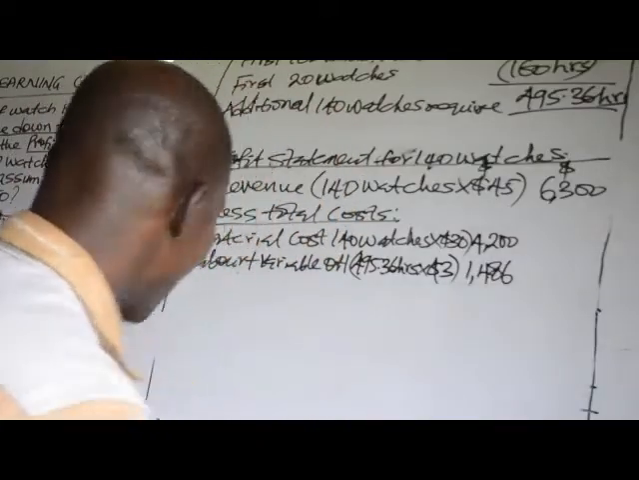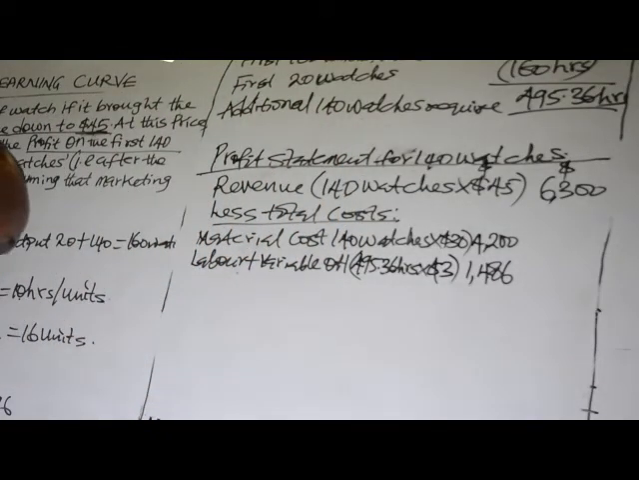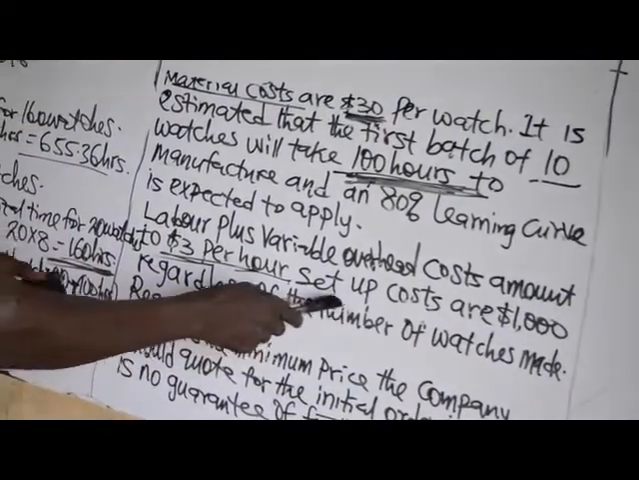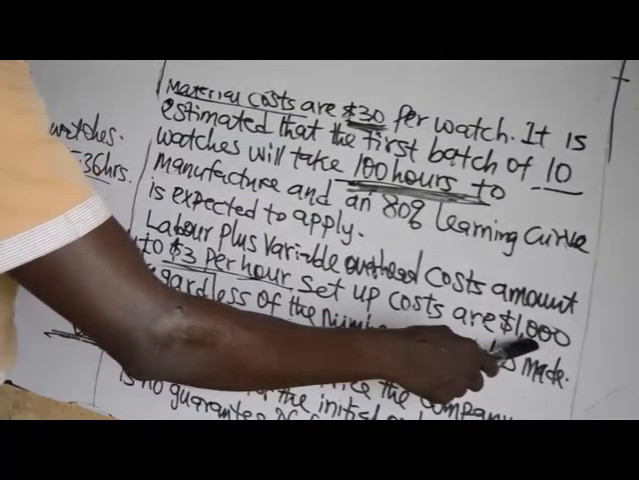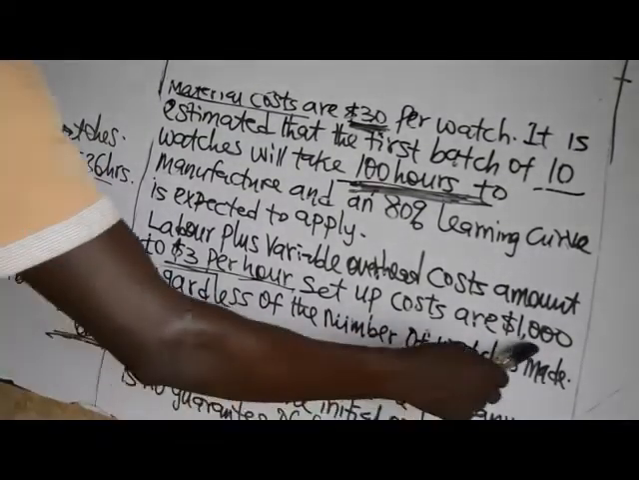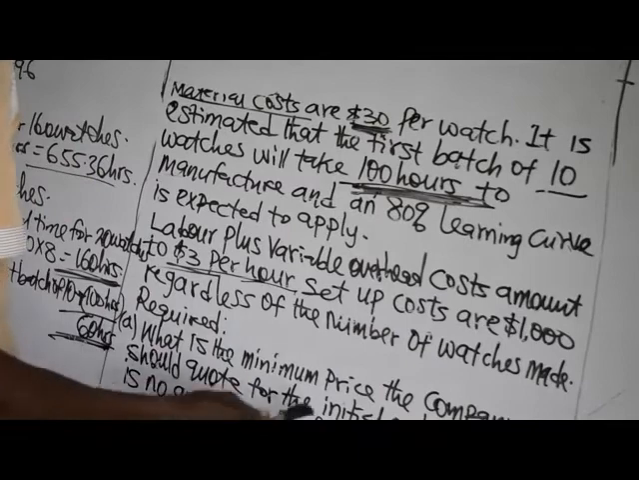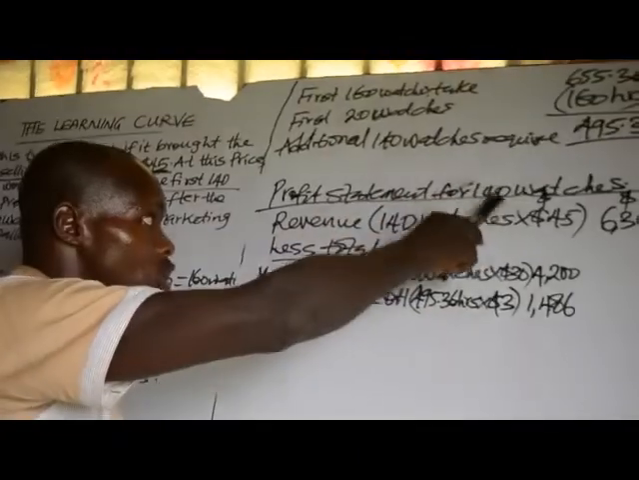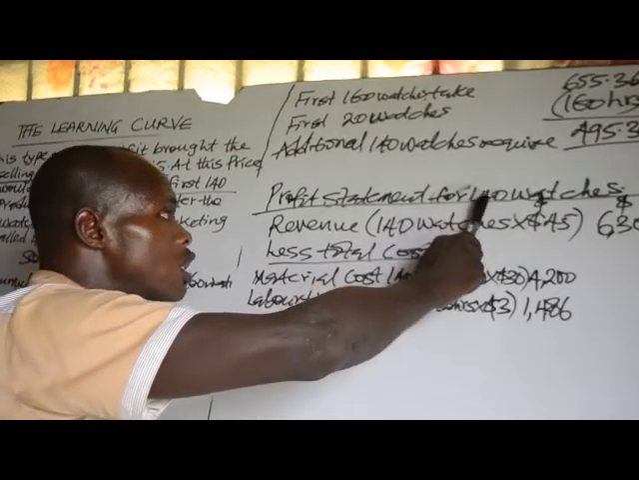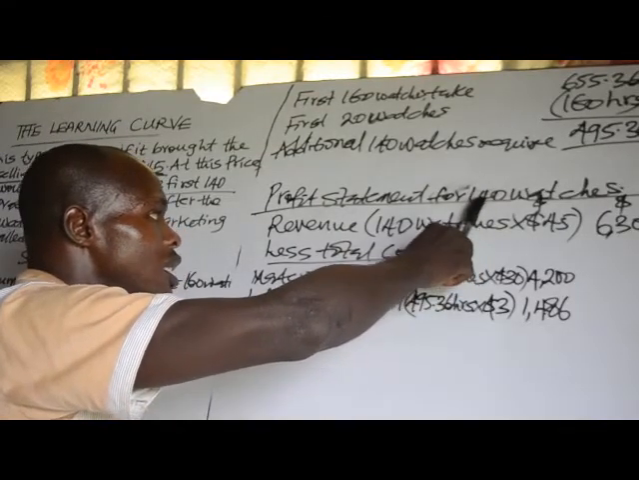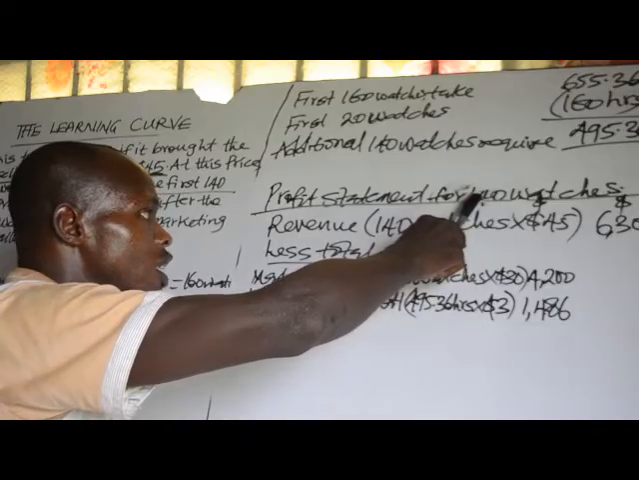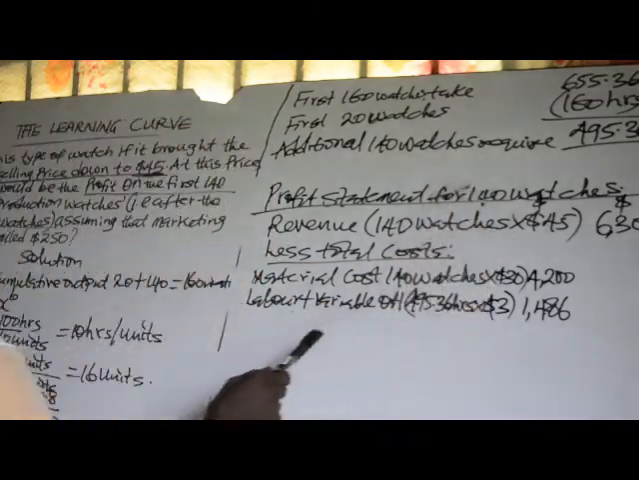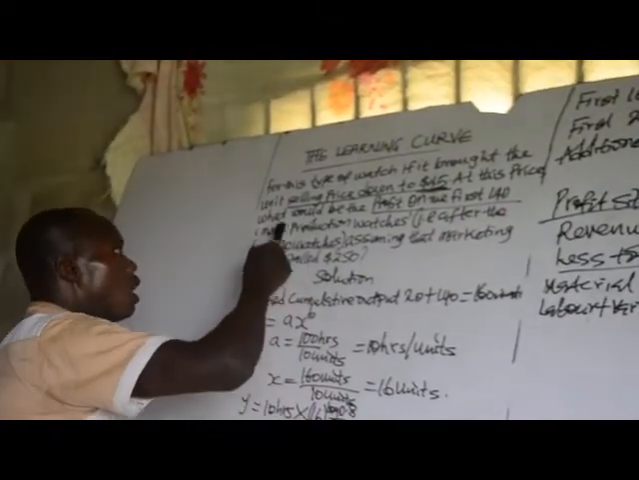1,486.08. Then the setup cost of $1,000 will not be considered because it has been used in the initial production of the 20 units. The 140 units is considered after the first production of 20 units. So this setup cost would relate to the initial production of 20 units, so we are not going to consider it in this additional production.